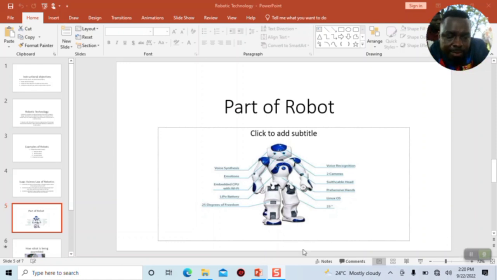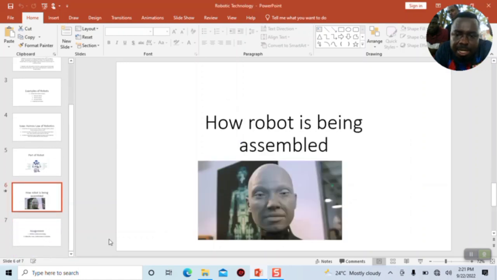Okay, let's continue with our lesson. We are now moving on to how robots are being assembled. So let's watch how a robot is being assembled from this video.